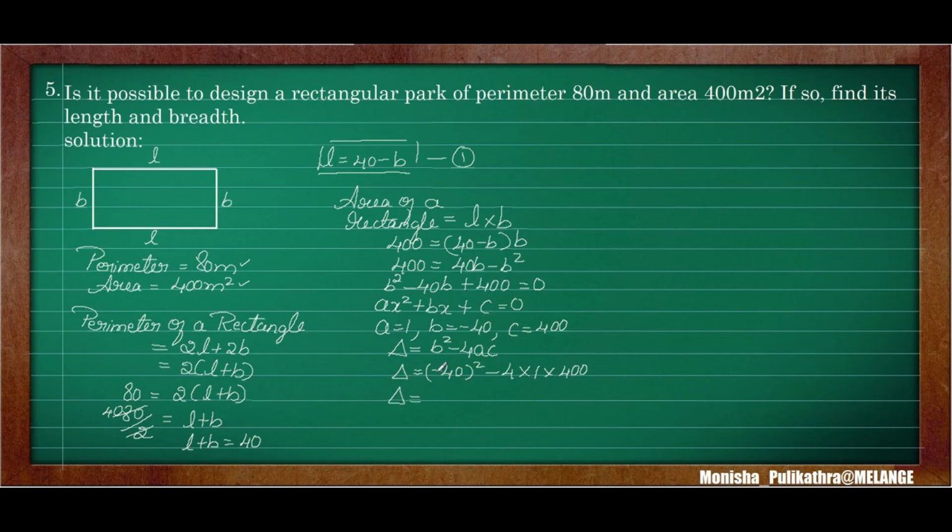So delta is equal to 40 square, so 4 4s are 16, 40 square is 1600, minus 4 4s are 16, 1600. Here delta will become equal to 0. If delta is equal to 0, it has 2 equal real roots. Okay, it has 2 equal real roots. So if it has 2 equal real roots, then it is possible to design a rectangular park. Therefore, it is possible to design a rectangular park.